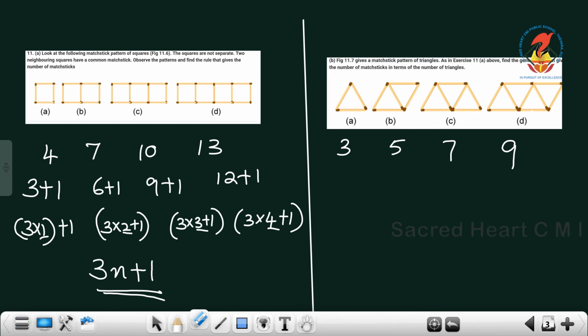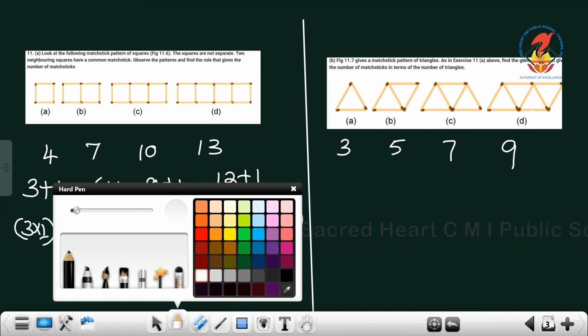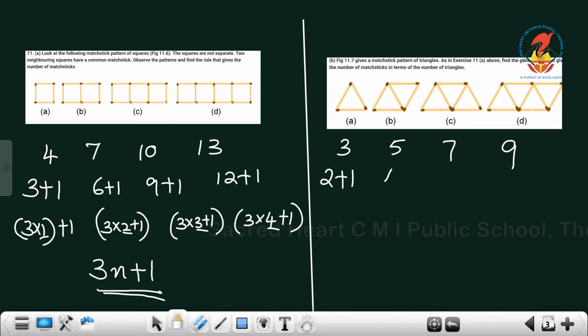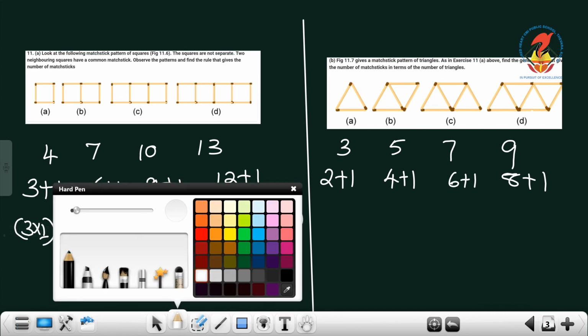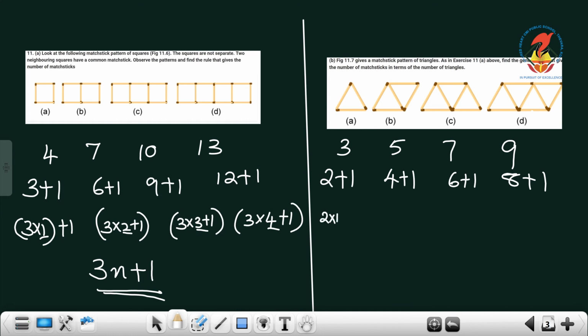We can write 3 as 2 plus 1, this as 4 plus 1, this as 6 plus 1, this as 8 plus 1, and so on. So we can write 2 as 2 into 1, 2 into 1 plus 1. Next as 2 into 2 plus 1. Next as 2 into 3 plus 1. Next as 2 into 4 plus 1.